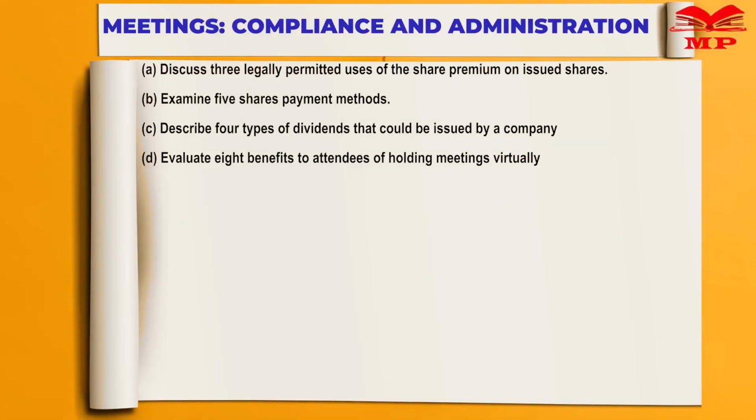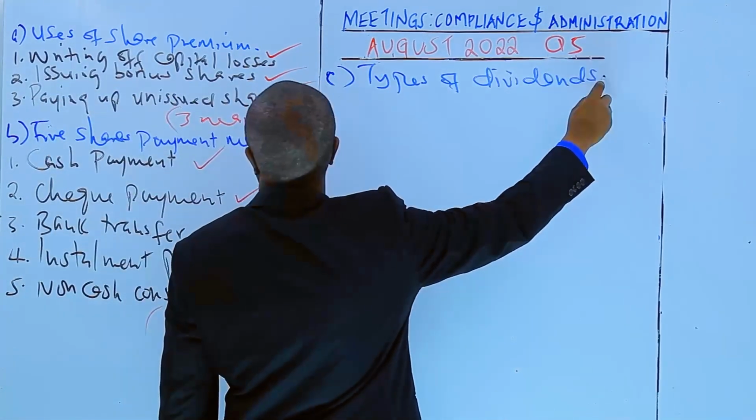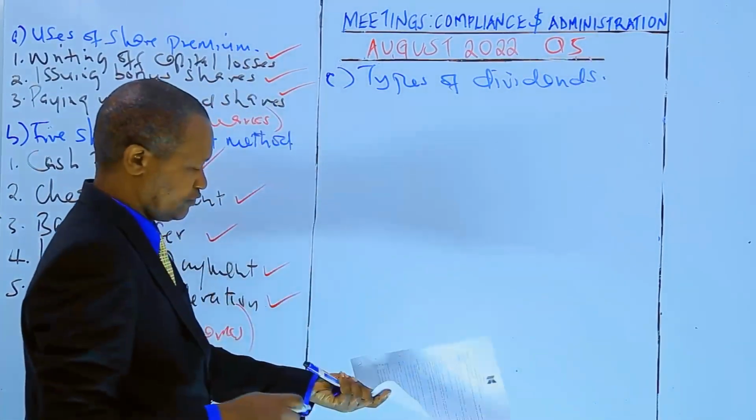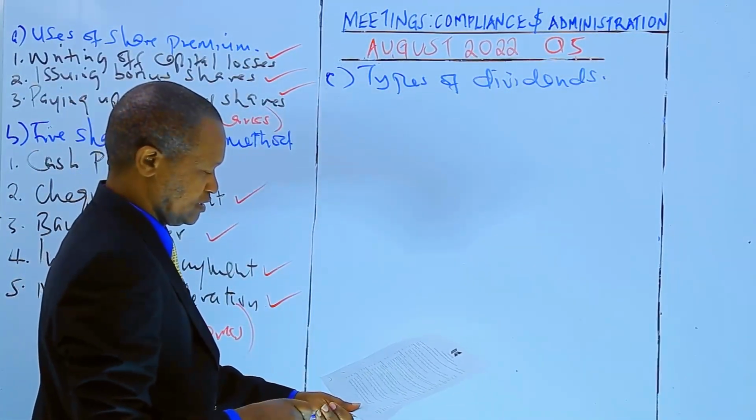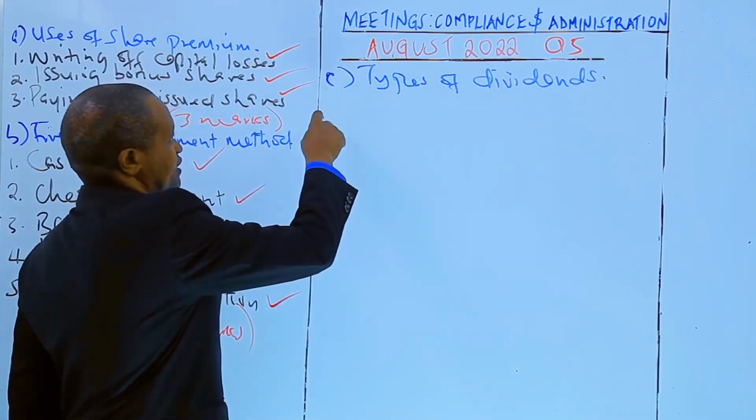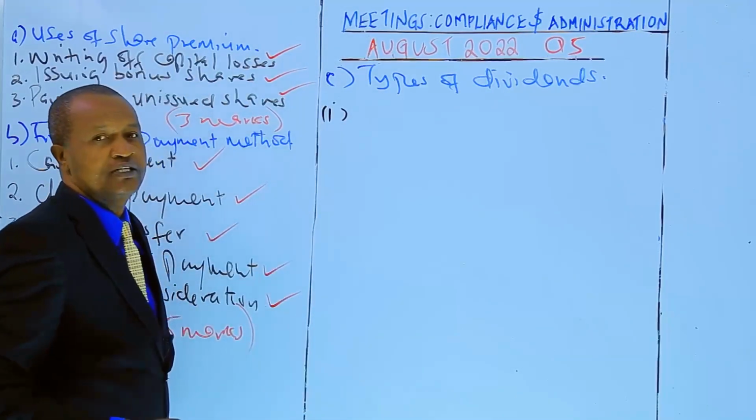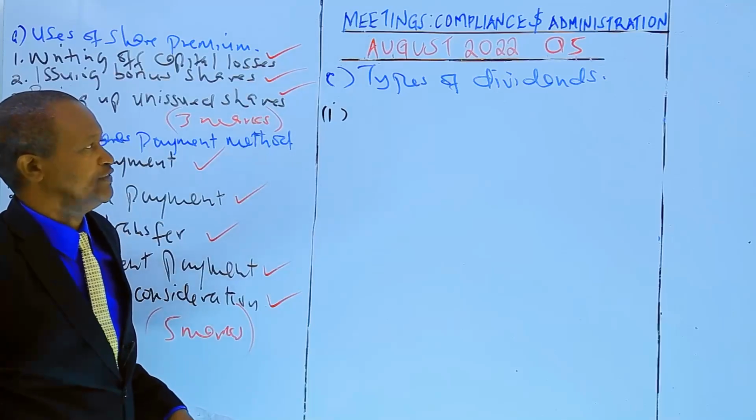Part C. Describe 4 types of dividends that could be issued by a company. Types of dividends.